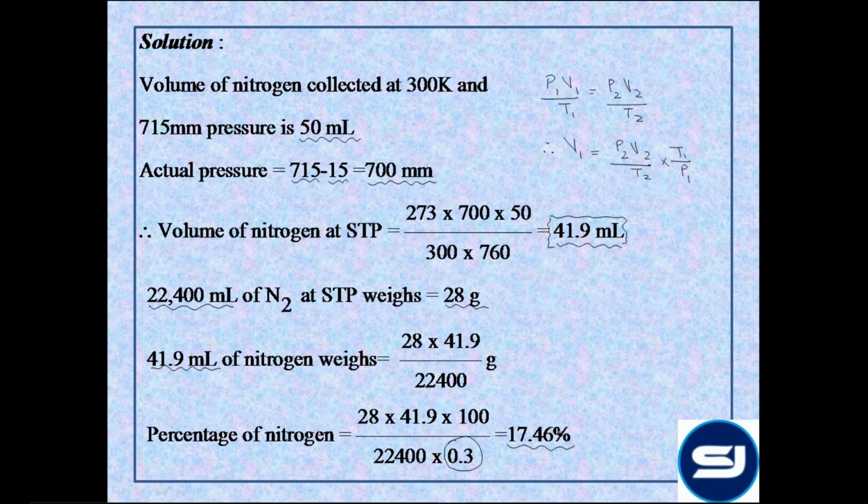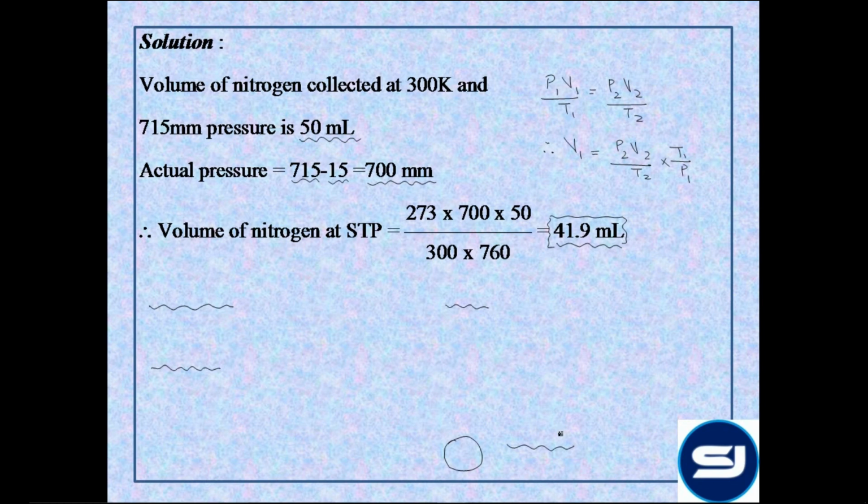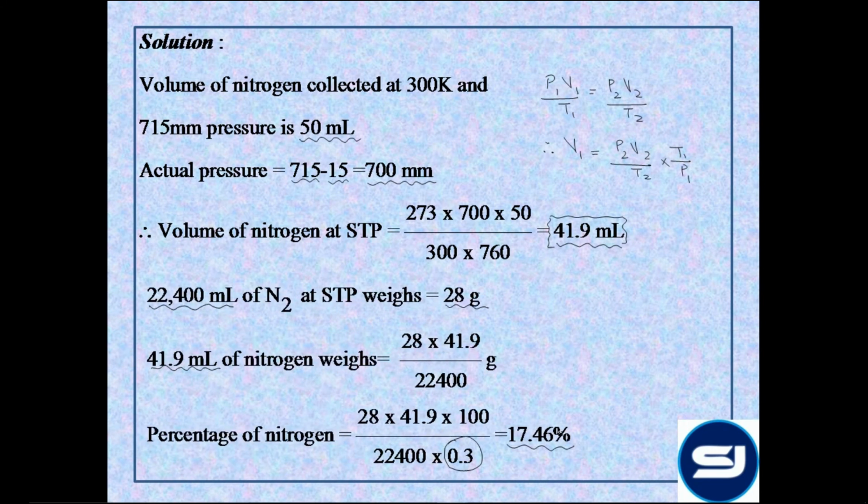So there are two parts to this numerical. The first one is to convert the volume of nitrogen under non-standard into standard condition, and then using the standard relation of 1 mole of nitrogen equivalent to 28 gram occupying 22,400 ml, and then using the formula for the percentage of nitrogen. So this is Dumas method for estimating nitrogen.